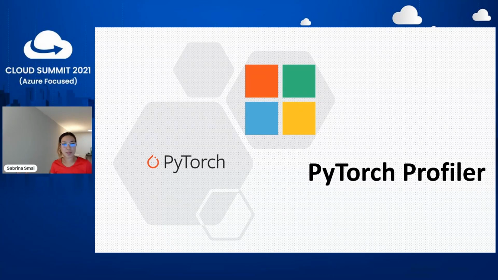Hello, I'm Sabrina Smai. I am a program manager, so product manager at Microsoft in the AI frameworks team. And our team primarily works on open source projects like PyTorch and Onyx Runtime. My particular focus is on PyTorch Profiler. That's the product that I currently own at Microsoft, as well as Onyx Runtime Inferencing, which is another partnership with Facebook that we have in the open source projects that we work on.